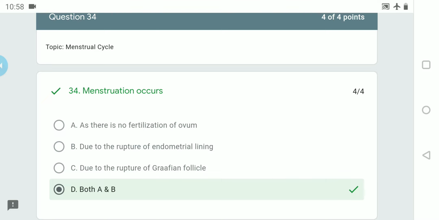Next question, menstruation. While we were discussing the menstrual cycle, I told you the menstruation phase, follicular phase, ovulatory phase and luteal phase, isn't it? When does menstruation occur? When there is no fertilization of the ovum, due to the breakdown of the endometrial lining. When there is no pregnancy, menstruation occurs only if the released ovum is not fertilized. And the lack of menstruation is also indicative of pregnancy. Did you get it? Yes.